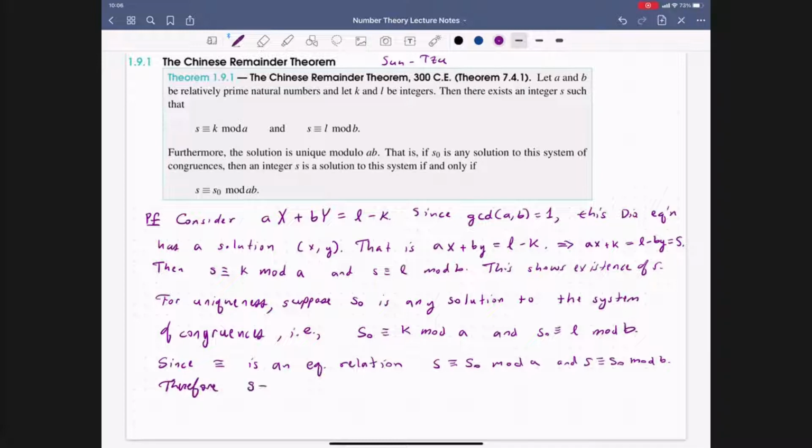So therefore, subtracting, we get that s minus s naught is congruent to 0 mod a, and s minus s naught is congruent to 0 mod b. So thus, a divides s minus s naught, and b divides s minus s naught. But what we want to show is that the solutions s and s naught are unique up to modulo a times b. So where do we go from here? So we know that a and b both divide s naught minus s. So what that is saying is that the least common multiple of a and b also divides s naught minus s.